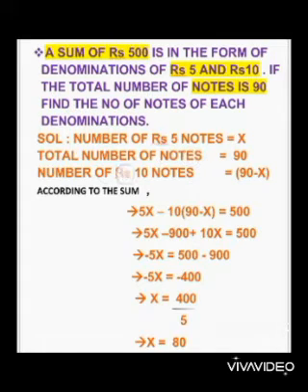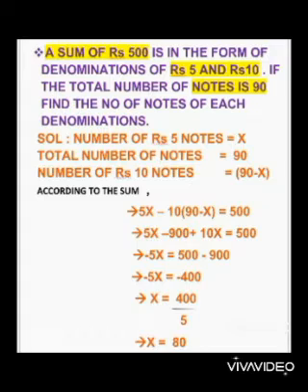From the total notes, if you subtract the 5 rupee notes, then you will get the number of 10 rupee notes, 90 minus x. Now according to the condition given in the sum, the value of 5 rupee notes is 5x plus the value of 10 rupee notes is 10 into (90 minus x), which is equal to the total amount 500.